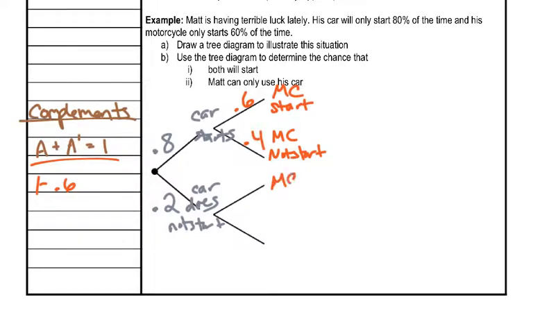And then down here, we're going to put the same thing. So the motorcycle can either start on time or it cannot start on time. And it's going to be the same percentages here.